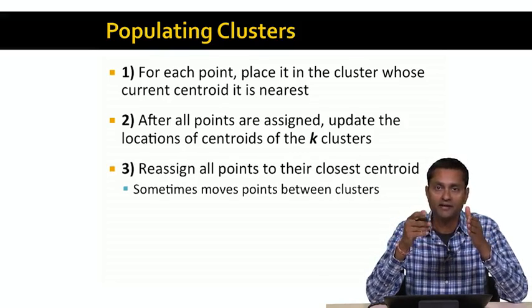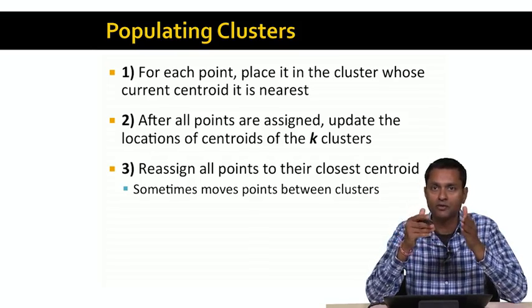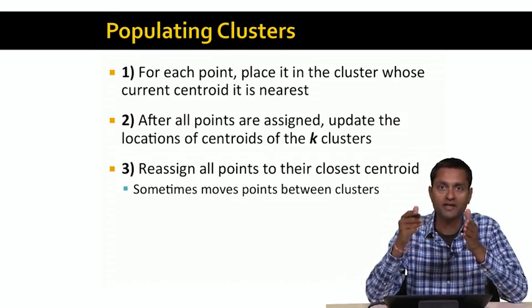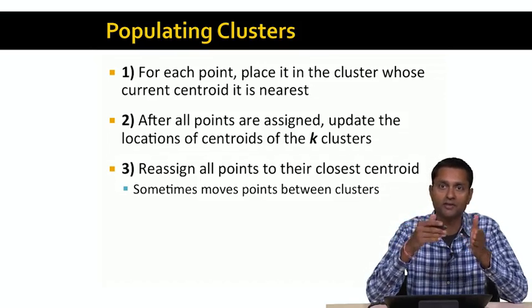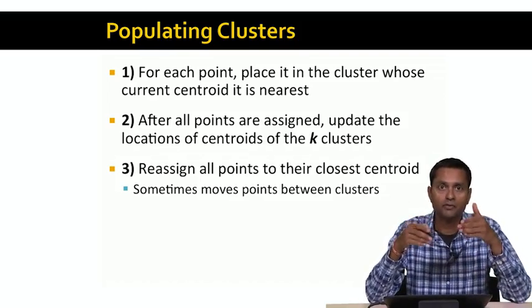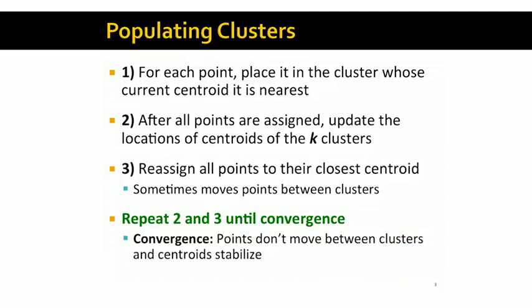Once we do this, we'll find that the centroids of the k clusters have moved, and now a point that was close to one cluster might be closer to another cluster. So we're going to go through and reassign all points to their closest centroid. And sometimes this moves points between the clusters. Now notice that we may have to do steps 2 and 3 again and again. And this is exactly what we're going to do.